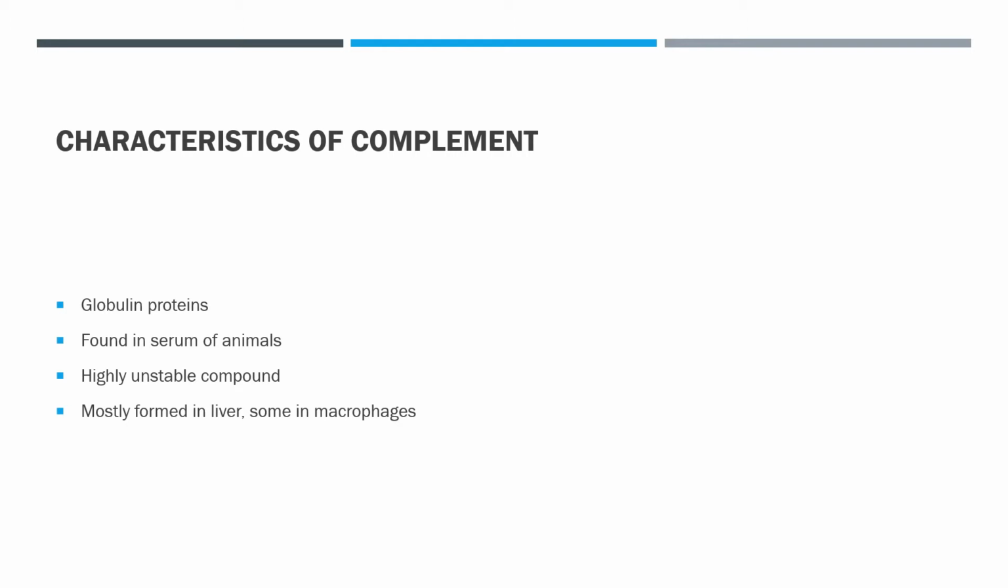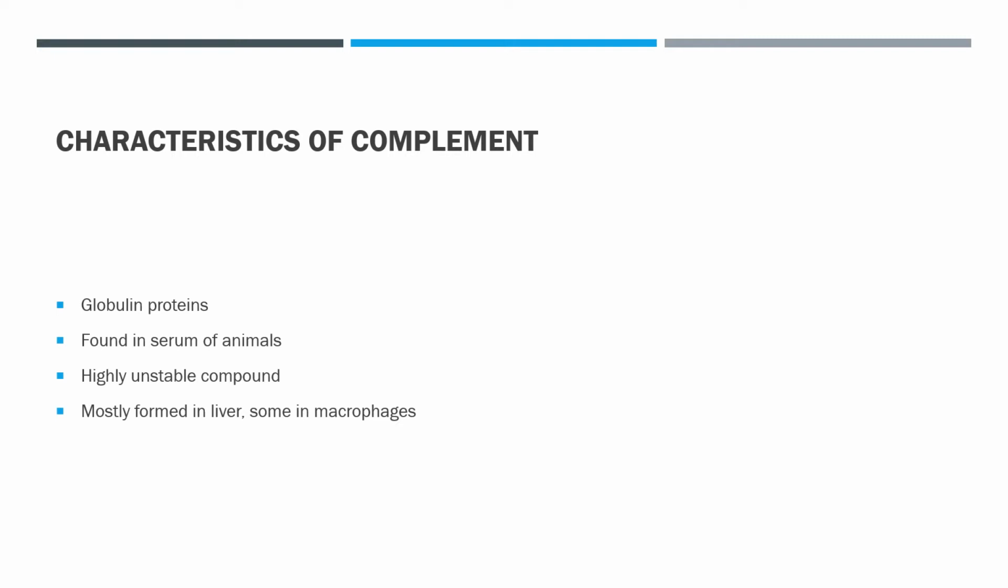Let's go ahead and talk about the characteristics of complement. Okay, so they're plasma proteins, they're globulin proteins, and there are 18 globulin proteins that consist of the complement system. Some textbooks will tell you that there are 25 components of complement, but that includes the inactive precursor proteins. Complement is found in the serum of animals, and it is composed mainly of the globulin proteins, and these are mostly beta-1 and beta-2 globulins.